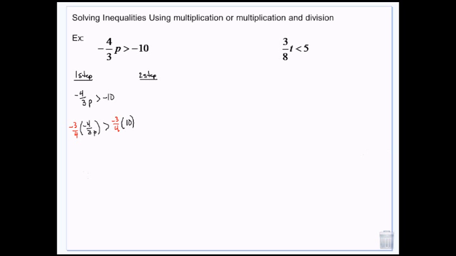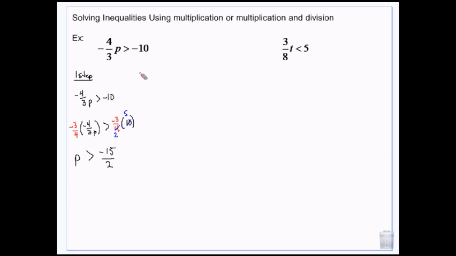Now, these two will cancel each other out. The 4's cancel, the 3's cancel, the negatives cancel, and so I'm left with P. 4 does not go into 10, but they'll both divide by 2. So this becomes a 2 and this becomes a 5. Does that make sense? And then negative 3 times 5 is negative 15 halves. So that was in one step.